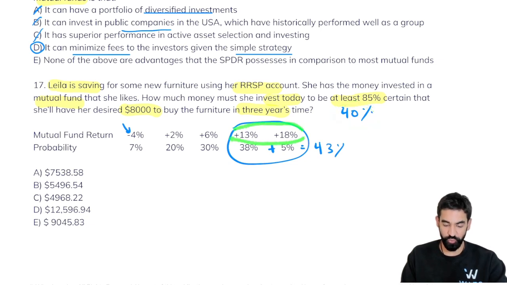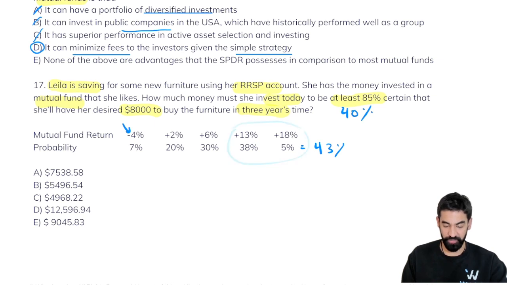And then between these two, which one would she be making at least? She would be making at least 13%, right? Because 38% of the time she makes 13, 5% of the time she makes 18. But she's making at least 13%. So you would take the lower of the two because she's not making 18% at least 40% of the time. But she is making 13% 40% of the time, because if she makes 18%, she's automatically making the 13%. So you would have taken 13 in that case.